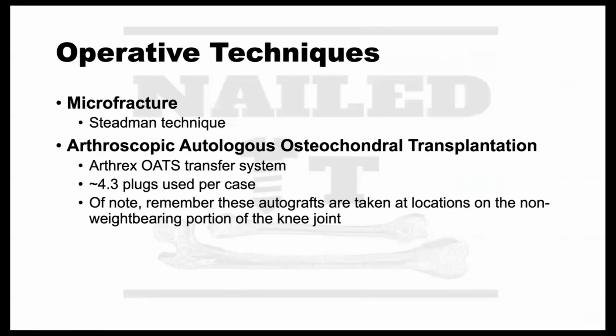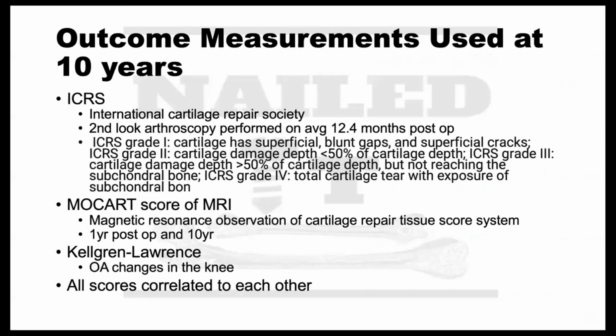So the operative techniques utilized in this randomized controlled trial were a microfracture technique and then arthroscopic autologous osteochondral transplant, where they used an Arthrex OATS transfer system, and 4.3 millimeter plugs were used, roughly 4.3 plugs per case. And these were taken at locations in the knee that were part of the non-weight-bearing portion. So they looked at 10-year outcomes.